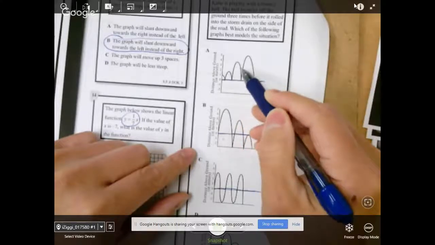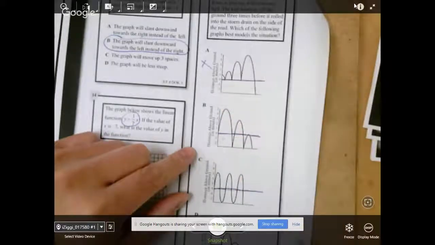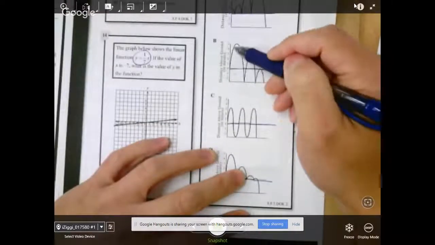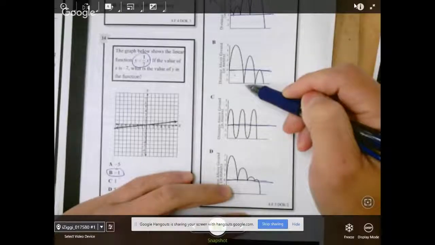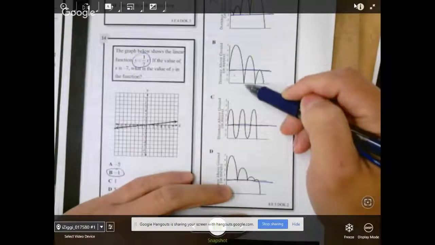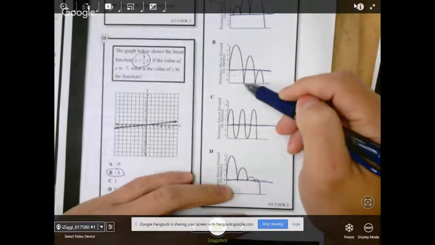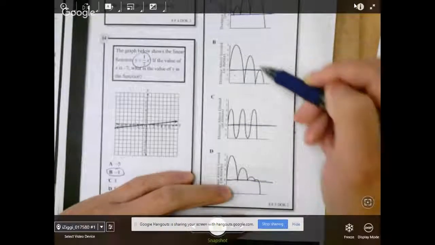For B, it looks like it's bouncing high. And then when it bounces off the ground, it can't bounce below ground. It's not going to go through the ground and go 3 meters below ground and then go up above ground. Okay, so kind of the same situation here. It can't go below ground when it's bouncing on the ground.